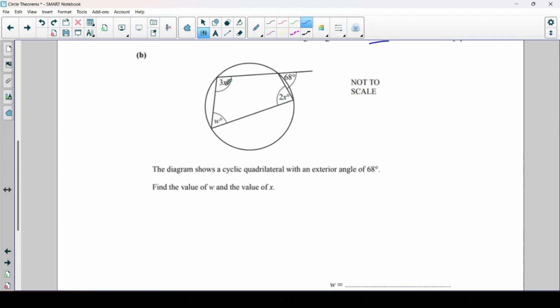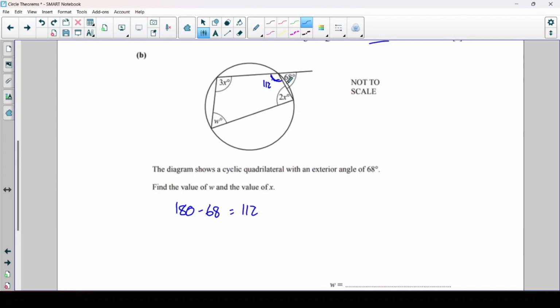Part B has a little bit of algebra here. First of all, let's find the value of W. I guess the only thing we're going to do first is maybe find this one here. We've got angles on a straight line, so we'll do 180, take away 68, which is 112. So this one here is going to be 112 degrees.